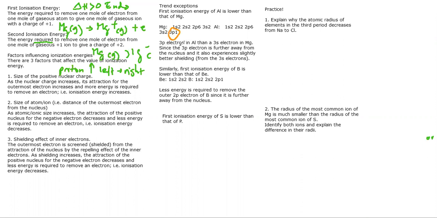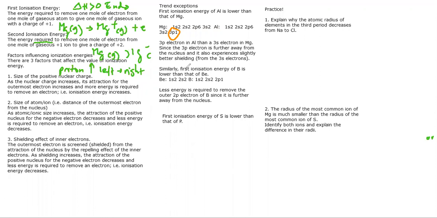Okay, so we have a 3p electron in Al and a 3s electron in Mg. We have one electron in the outer shell, which is further away from the nucleus, so it also experiences slightly better shielding. So this one electron is less attracted to the nucleus, making it easier to remove.